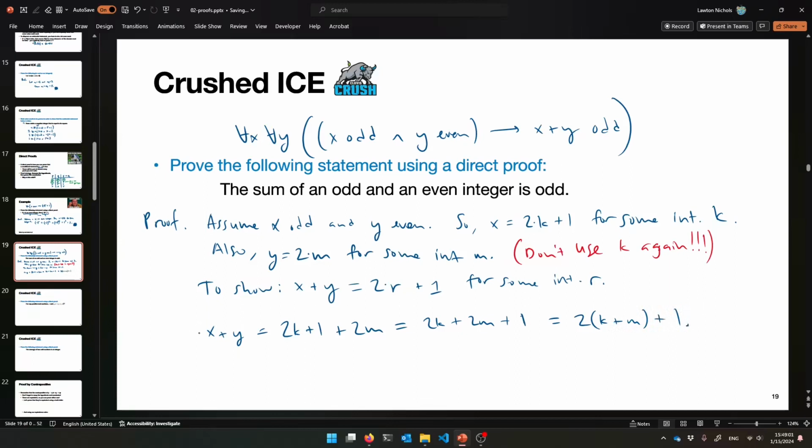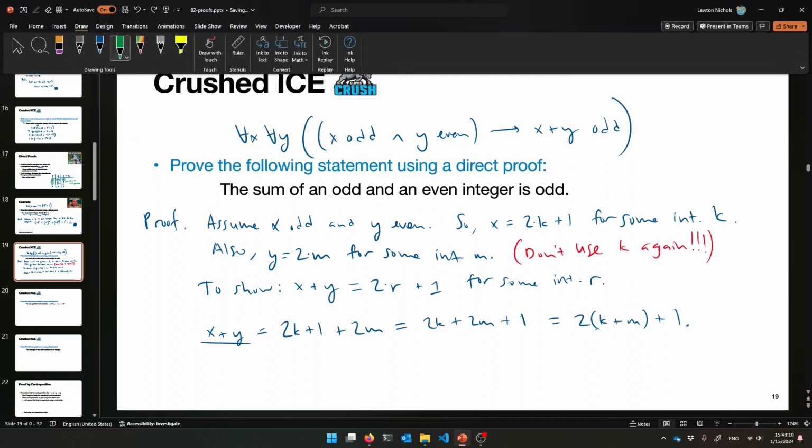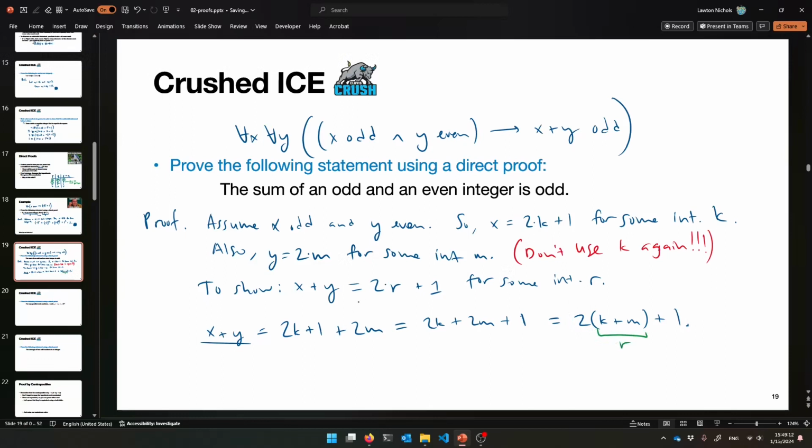Cool. I've discovered that x plus y is equal to 2 times an integer plus 1, because 2 integers added together is still an integer. This could be my r value. This must be my r value. You see that? That's my integer that I'll multiply by 2 and add 1 to get x plus y. So that proves beyond a shadow of a doubt that x plus y is odd. Do you see that? Therefore, x plus y is odd. Bam. QED, mic drop.